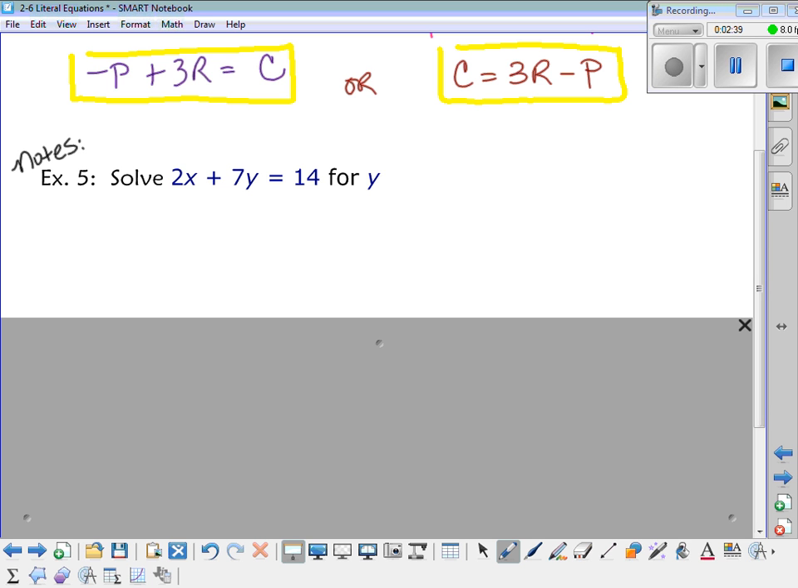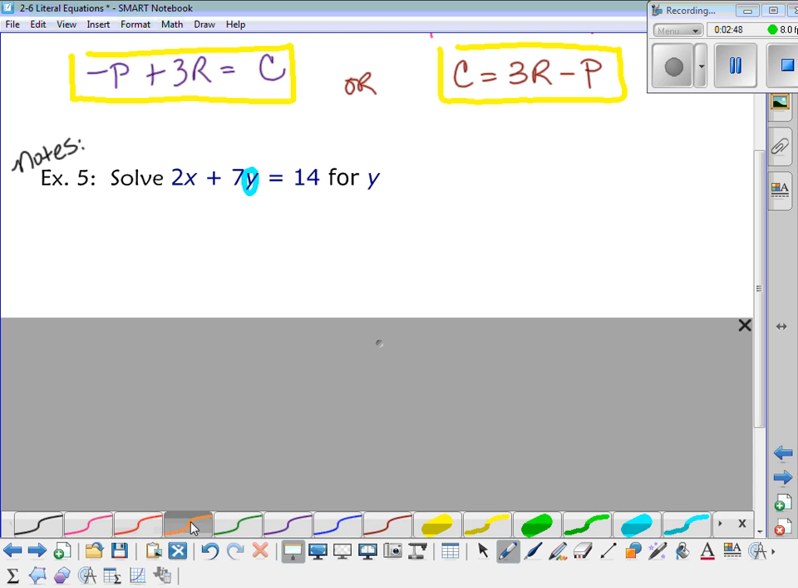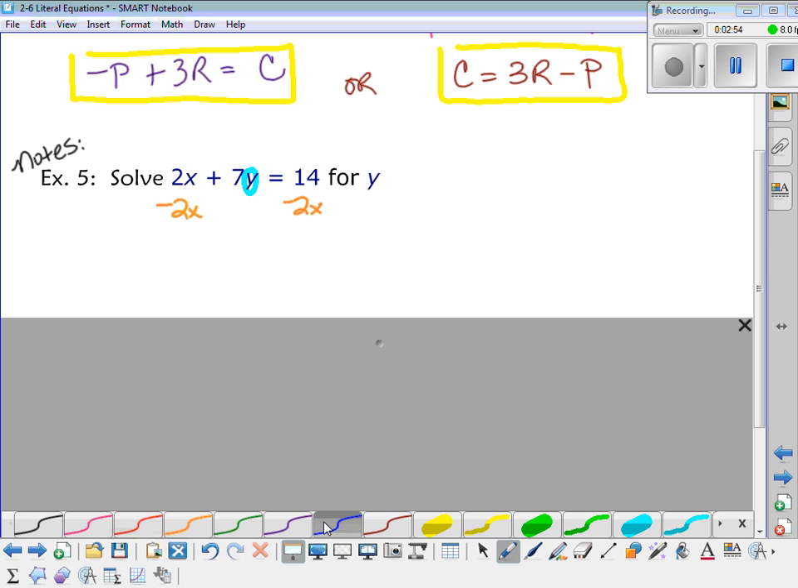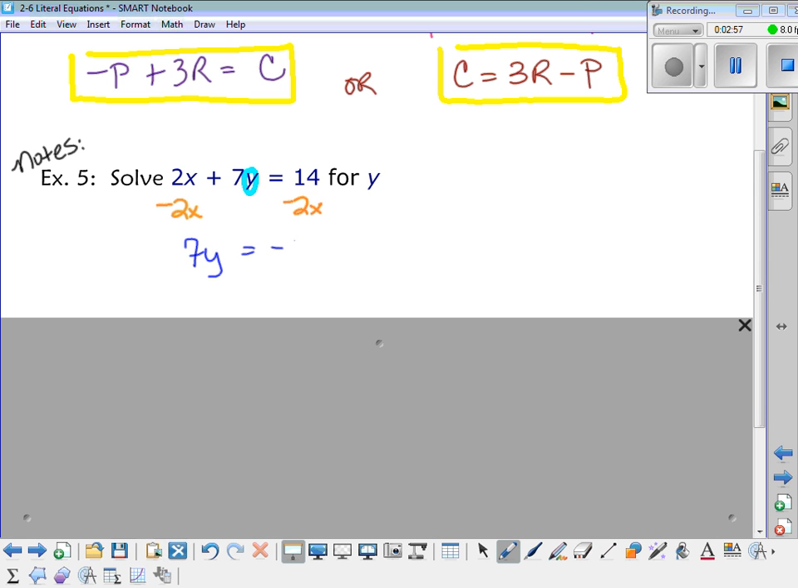So we're going to solve 2x plus 7y equals 14 for y. So y is the one that we want to get by itself. So first step is we will subtract 2x from both sides. And then I have 7y is equal to negative 2x plus 14. Okay, so I want you to get in the habit of putting the term with the x before the term with the number, because later on when we get into graphing lines, that's going to be the form that we want to have it in to be able to figure out how to graph the line. So that's why I did not write 14 minus 2x, but instead wrote negative 2x plus 14.